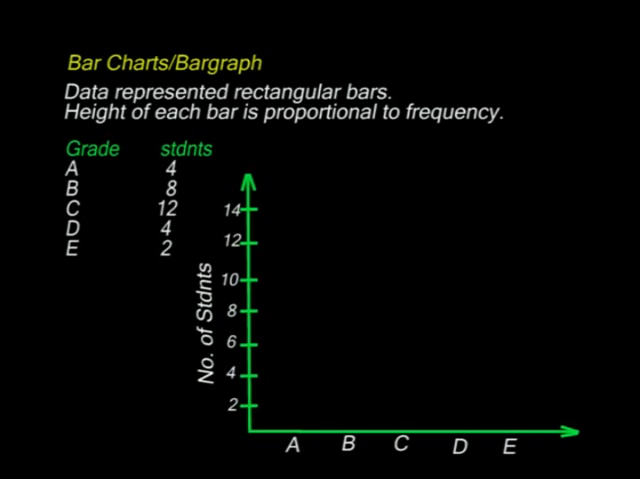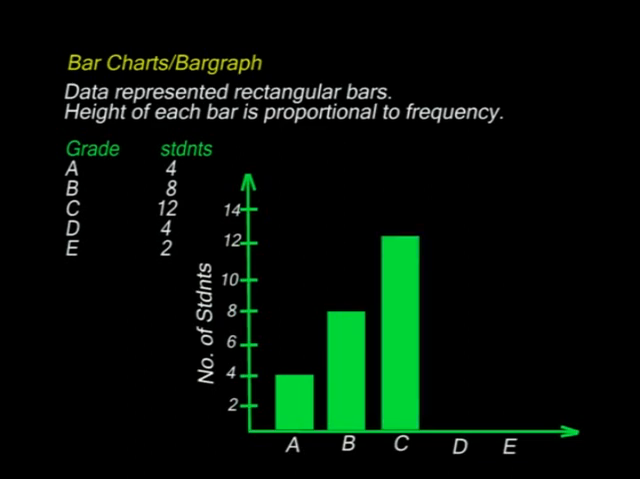So after I choose my scale, I then start representing the information. So to represent this information on a bar graph, I will have for A, there were 4 students, so I have the bar for A. It has 4 students. Again for B, I have how many? 8 students. I have that bar for B up to 8. C, I have how many students? 12. So I have that bar for C. D, there were 4, just like A. So I have that bar for D. And finally E, there were 2 students.